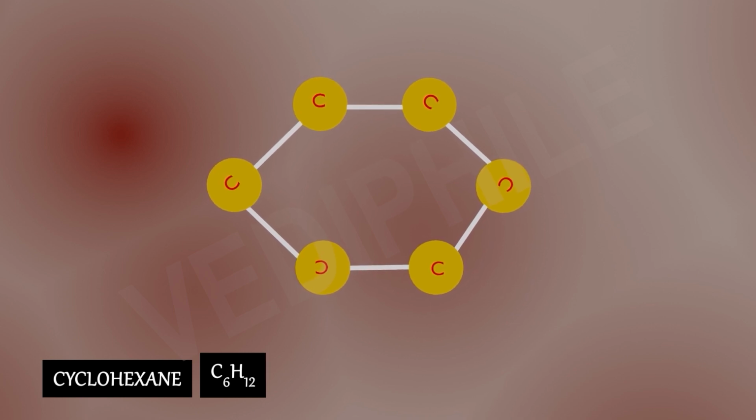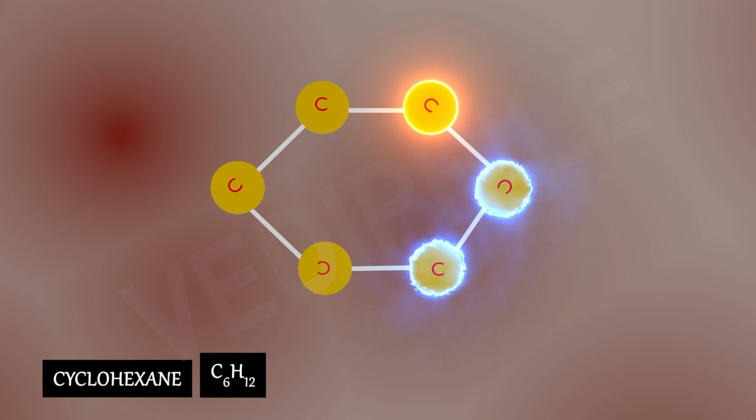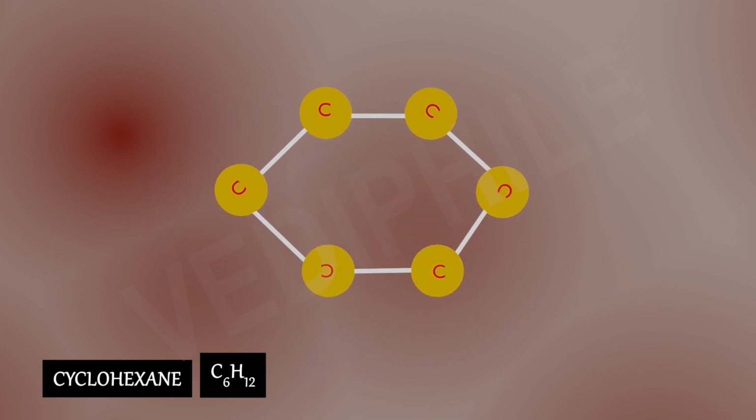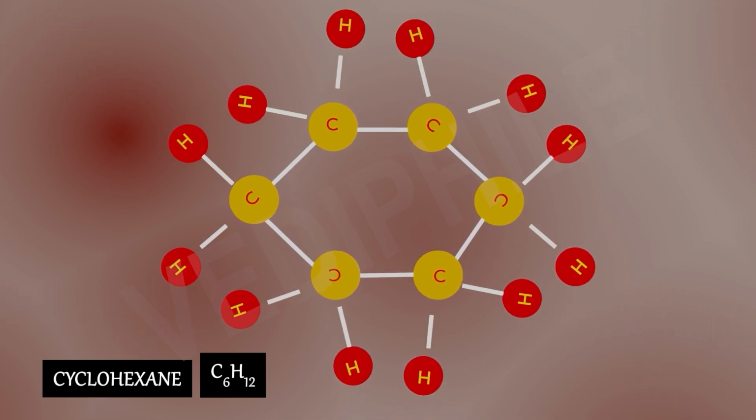So each carbon is attached with another 2 carbons. Each carbon, if you see this carbon, look, it is attached with 2 carbons. If you see another carbon, it is also attached with 2 other carbons. If we see this carbon, it is also attached with 2 carbons. If we see the last carbon, it is also attached with 2 carbons. So only 2 valencies are remaining. So 2 hydrogens are attached with each carbon.